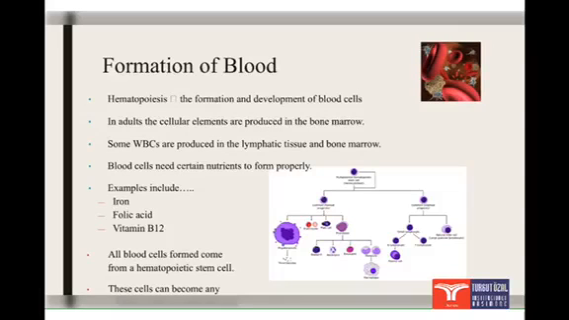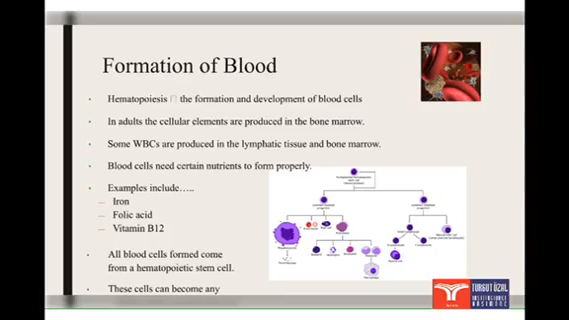You have to know that hematopoiesis is the formation and development of the blood cell. In adults, the cellular elements are produced in the bone marrow. Some white blood cells are produced in the lymphatic tissue and bone marrow. Blood cells need certain nutrients to form properly. Examples include iron, folic acid, and vitamin B12.